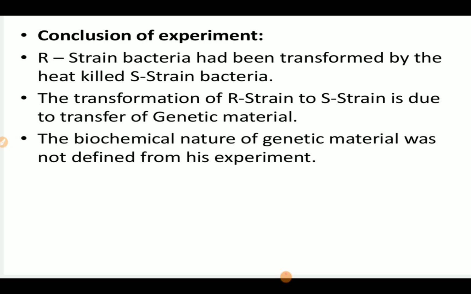So what he concluded? He concluded that the R strain of the bacteria was transformed by the heat-killed S strain bacteria. That means the nature of the R strain is changed into the S strain. And this change in the nature, or the transformation of the R strain to the S strain, is due to transfer of the genetic material. And the biochemical nature was not explained, and that was not defined by Frederick Griffith.